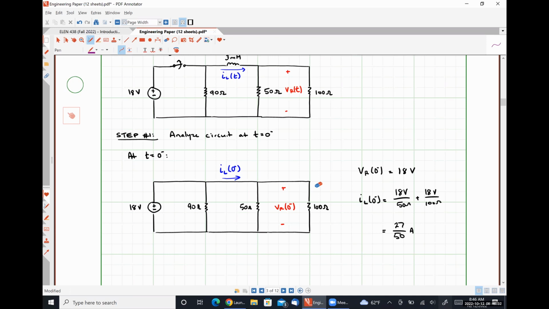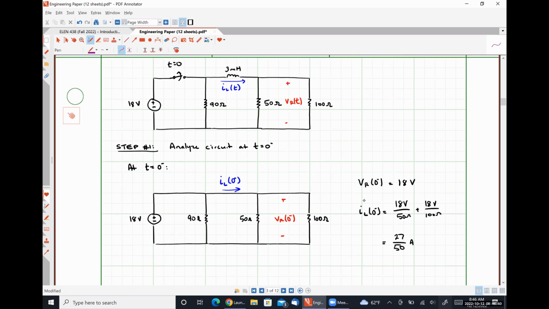All right, so yes, sir. So why do you shorten the? Okay, so at T is equal to zero minus, this represents a point in time where the switch has been closed for a very, very long time. So we are at DC steady state. T is equal to zero minus always represents a DC steady state condition.